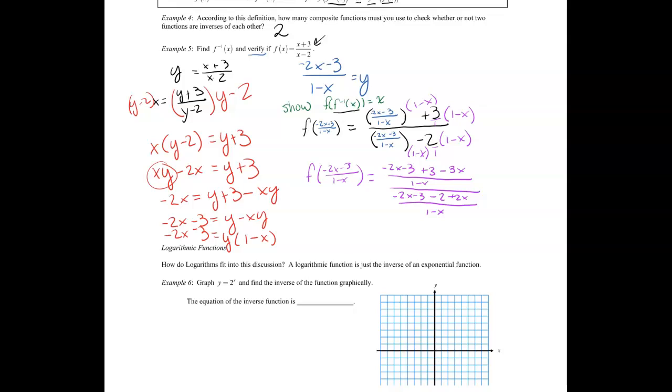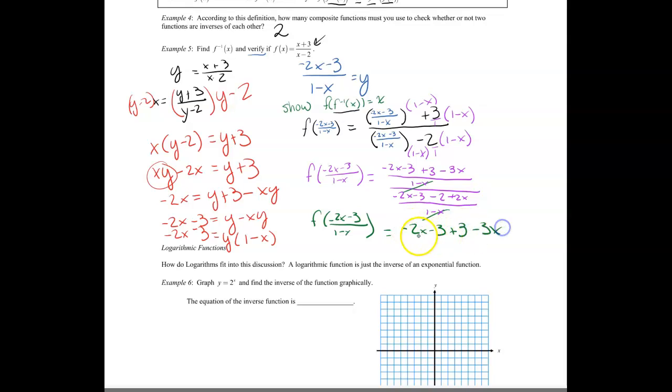Alright, so now we do this whole keep, change, flip, copy, dot, flip, whatever you guys want to call it. And we should see that our denominators are going to cancel. Bada bing, bada boom. Leaving me with that f of negative 2x minus 3 all over 1 minus x should be equal to negative 2x minus 3 plus 3 minus 3x all over negative 2x minus 3 minus 2 plus 2x.